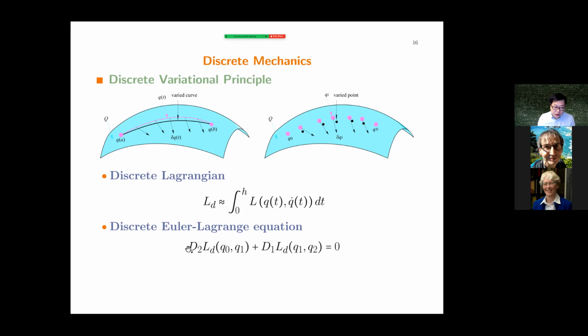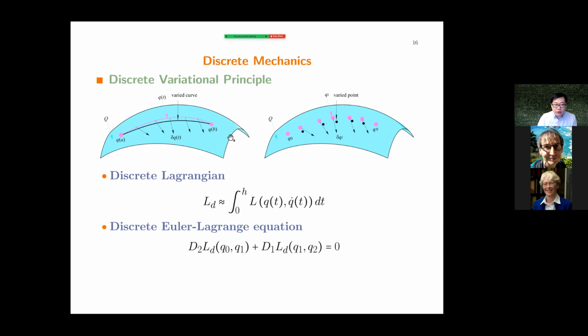So the D2 here just means I'm taking the partial derivative with respect to the second slot, which in this case is just a derivative with respect to Q1. And this D1 is the partial derivative with respect to the first slot, which again is a partial derivative with respect to Q1 here. So you can think of this equation as implicitly defining a two-step map from pairs of points to pairs of points, Q0, Q1 to Q1, Q2. And so this allows you to time march the solution forward.